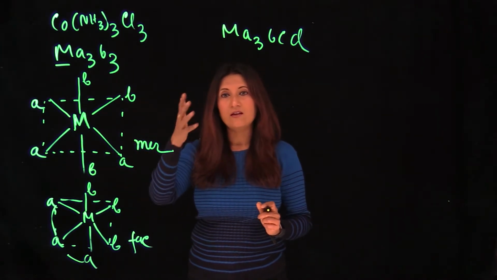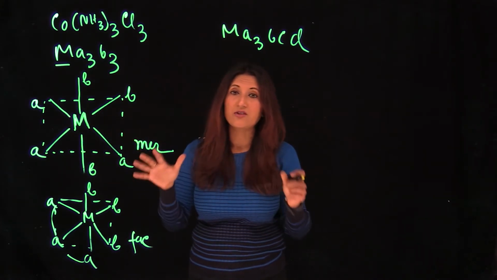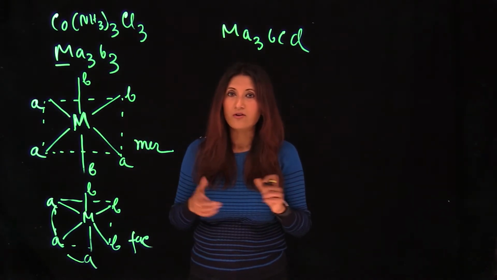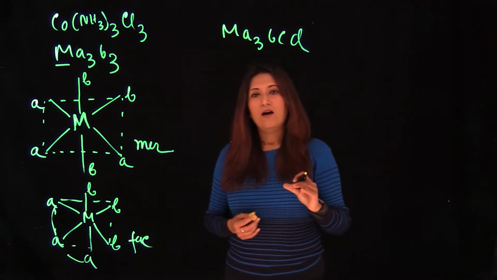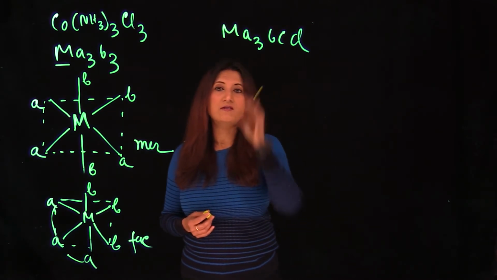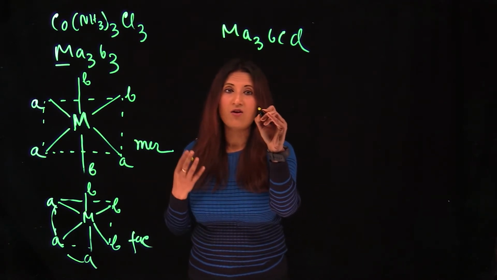If you take a visible spectroscopy of these two molecules, you would see they're different. So they are different molecules. So it's important to know how many different isomers you can get based on the same chemical formula. So MA3BCD, it's again an octahedral.